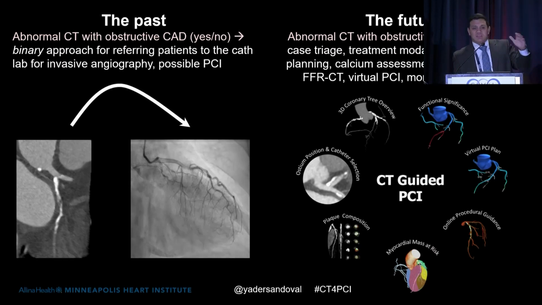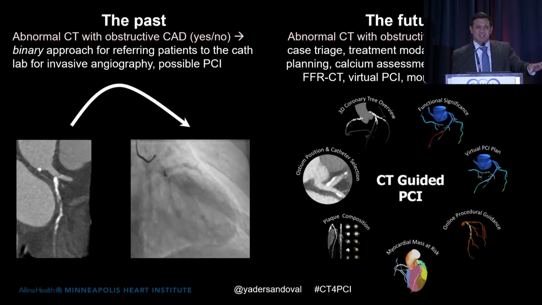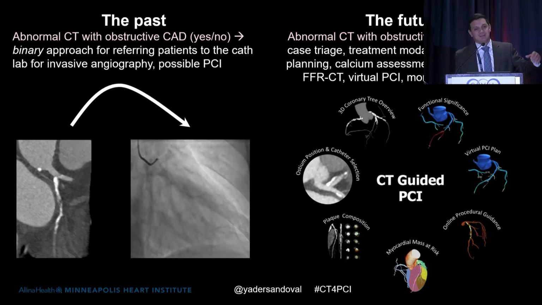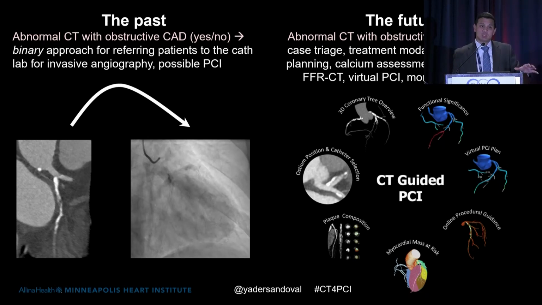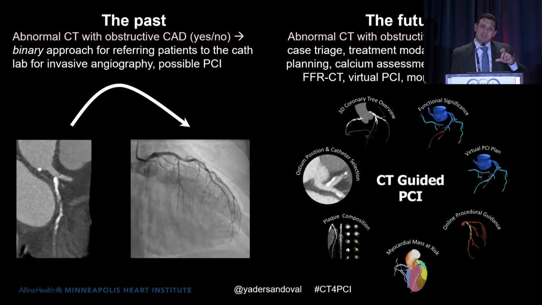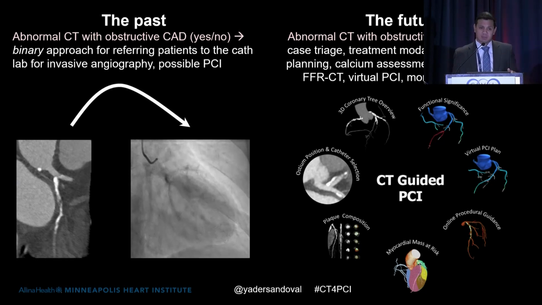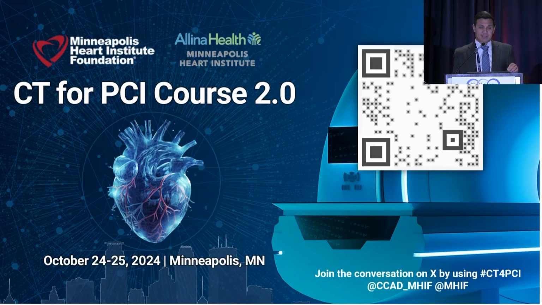So I would submit to you that the past of thinking about CT as a binary test of normal, defer to the lab, and abnormal, come to the lab and we'll figure it out, needs to go away, right? You wouldn't do an ad hoc TAVR without looking at the CT. And moving forward into the future, we need to think about how we look at the information of the CT to improve pre-procedural planning. We just had our first CT for PCI course earlier this year.